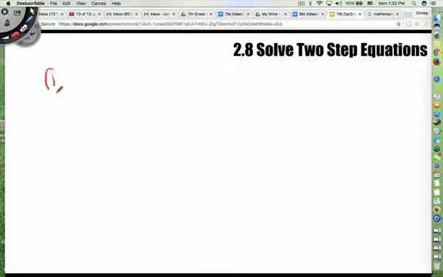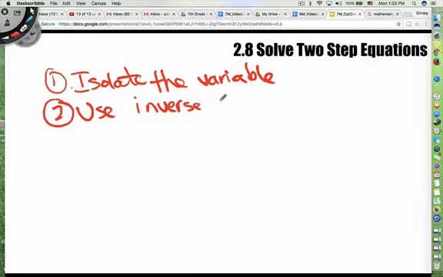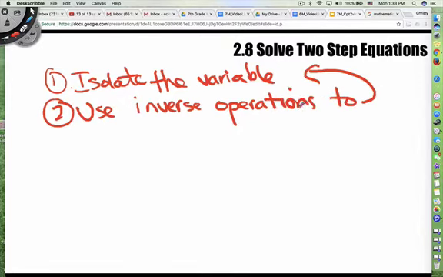One thing that you want to remember is that we're trying to isolate the variable, just to review. And what we're going to do is use inverse operations to isolate that, to do that step right there. Okay, so let's go ahead and look at an example.